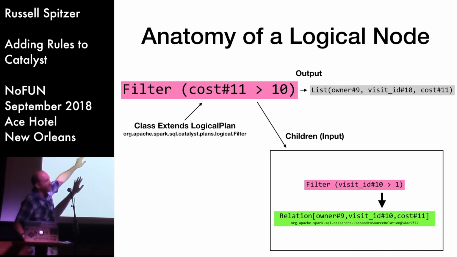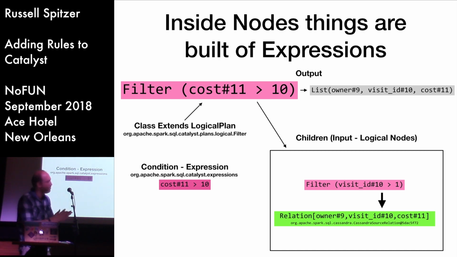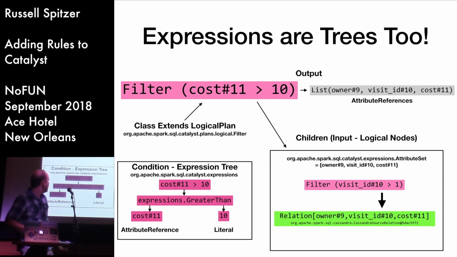So this cost 11 greater than 10, that's an expression. And our expression is also a tree. Inside of this tree, we actually have cost 11 greater than 10 is actually an expression called greater than, which has two children. One child is the literal, the number 10, and the other child is an attribute reference, which is a column that we got all the way back from the bottom of our tree, that relationship.